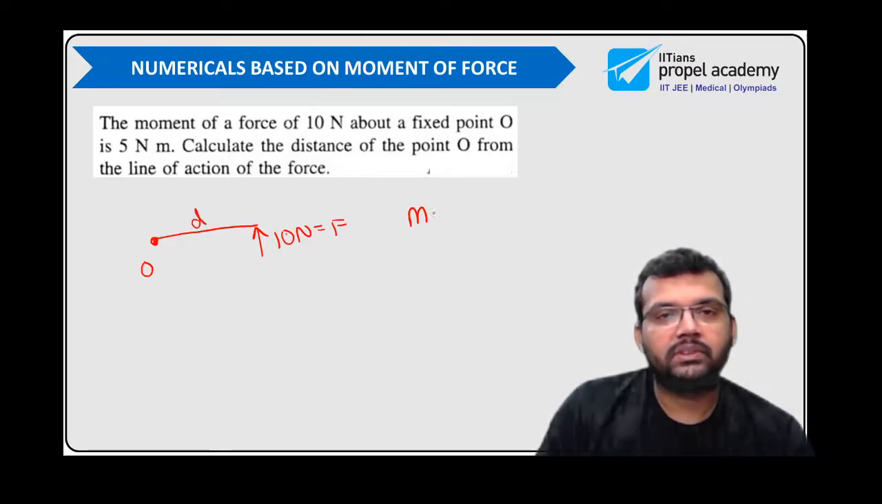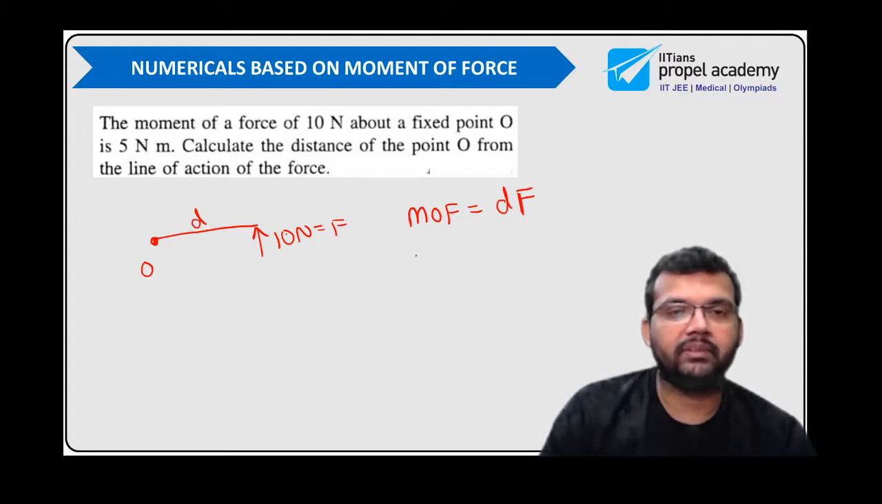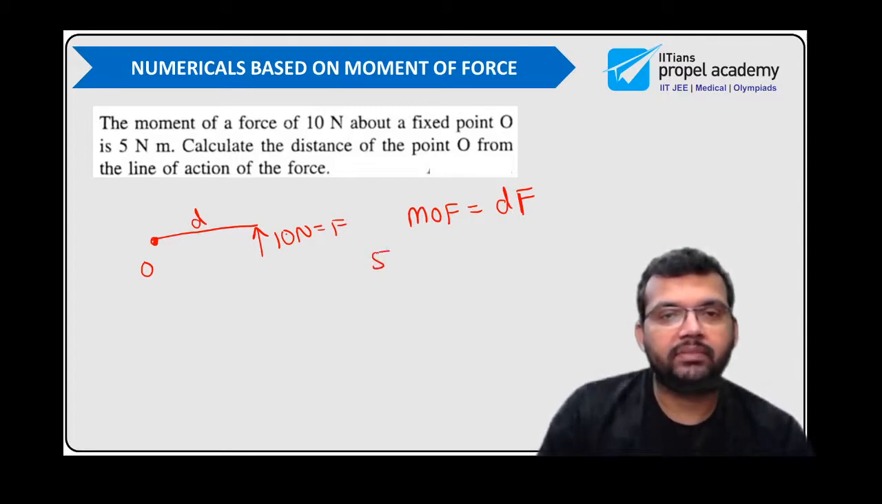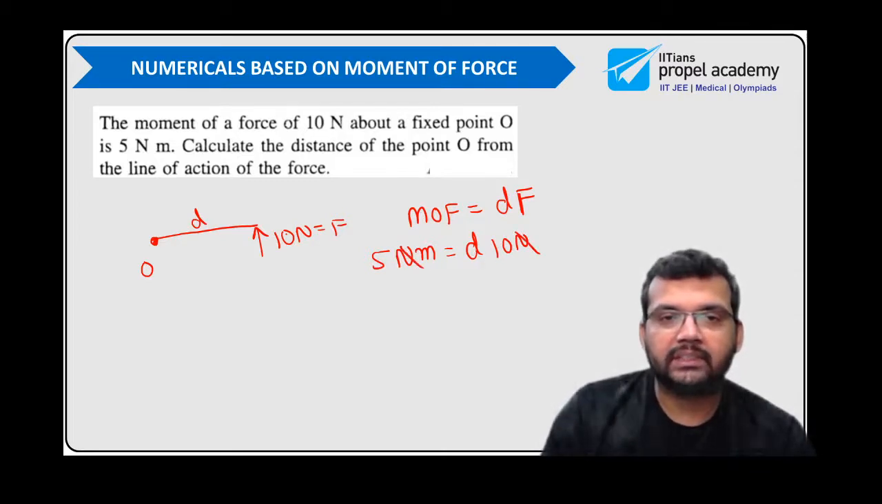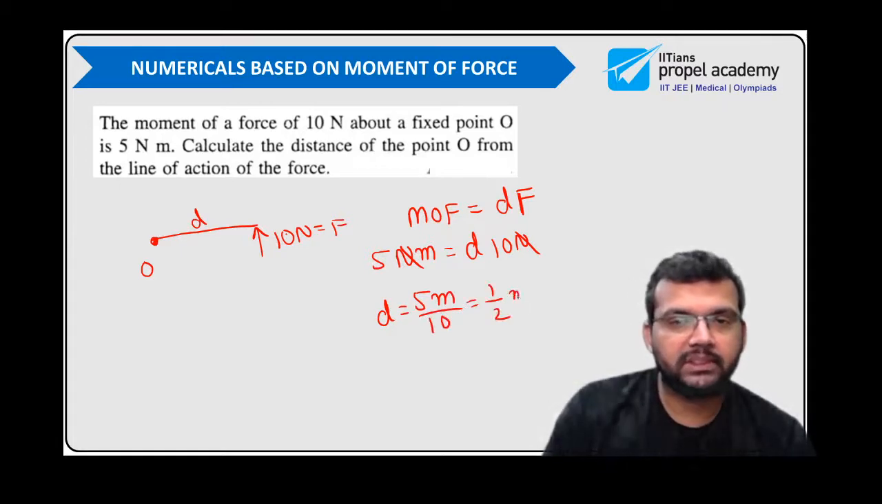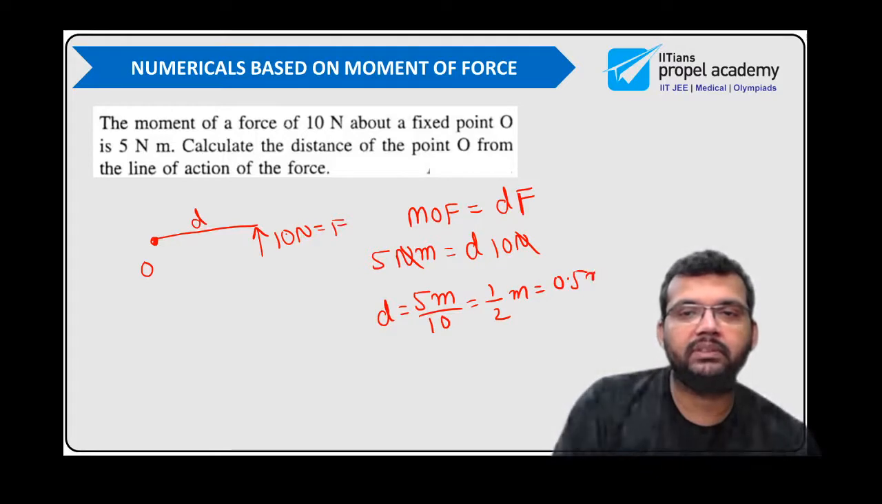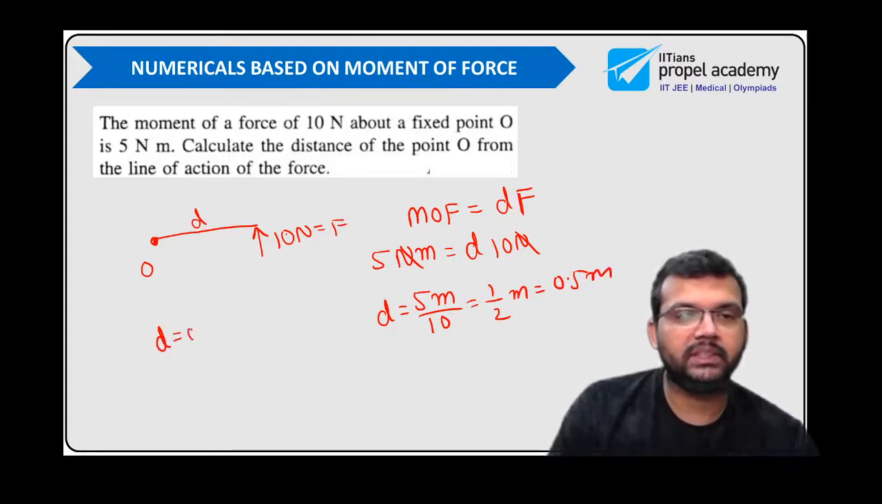So moment of force is defined as the perpendicular distance times the force. So here, 5 Newton meter equals distance d times force 10 Newton. So Newton gets cancelled out. So d equals 5 meters divided by 10, that's 1 by 2 meters, that's 0.5 meters. So d is 0.5 meter. That's the answer.